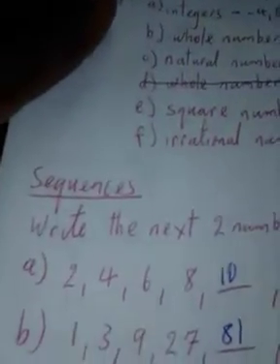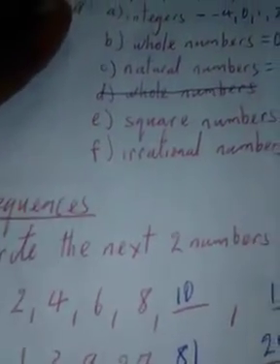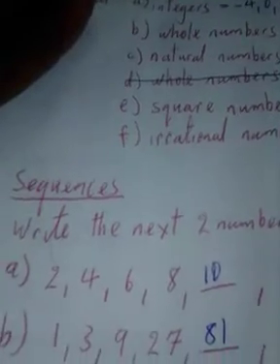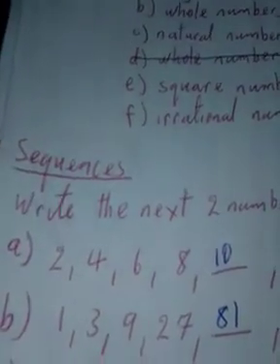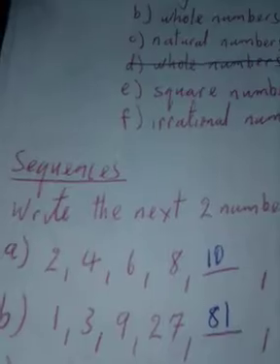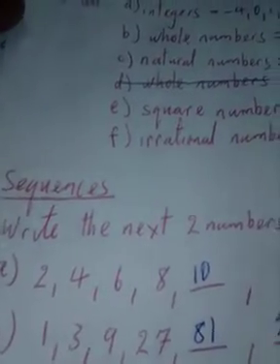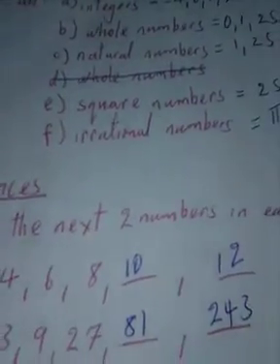So, if we are going up in value, we're either adding or we're multiplying. And it looks to me like we're adding 2 each time. 2 plus 2 is 4, or these are even numbers. So next numbers can be 10, and then 12.